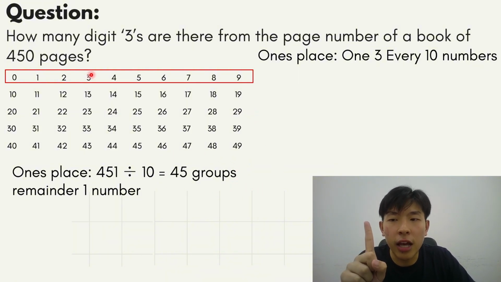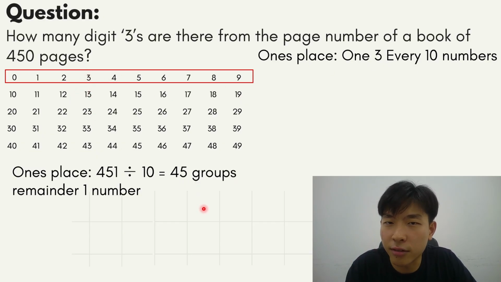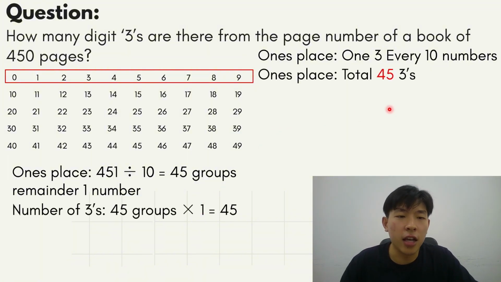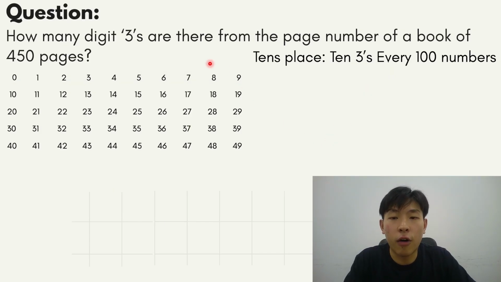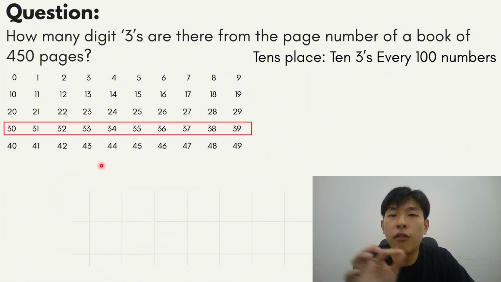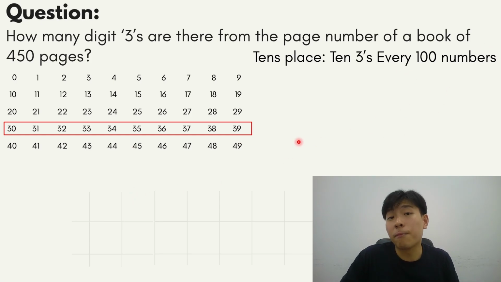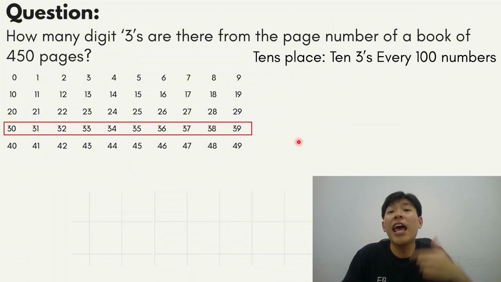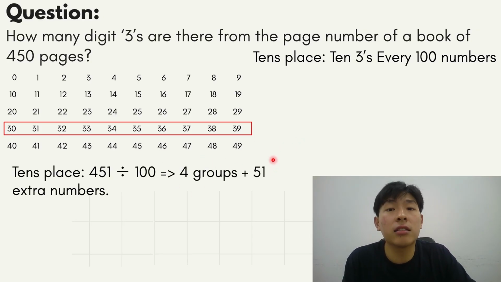So one group, we know that there is 1 three for every group. So how many threes do we have in total? Perfect. It's just 45. Very nice. So we know that it is a total of 45 threes. Next, let's look at the tens place. We know that for every 100 numbers, there's only these 10 threes for every 100 numbers. So let's group these 100 numbers as one group then. So 451, how many groups do we have? Perfect, just 451 divided by 100. So, and we will get 4 groups plus 51 extra numbers.